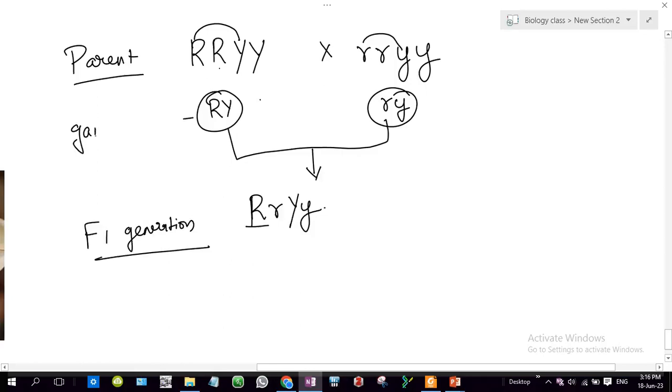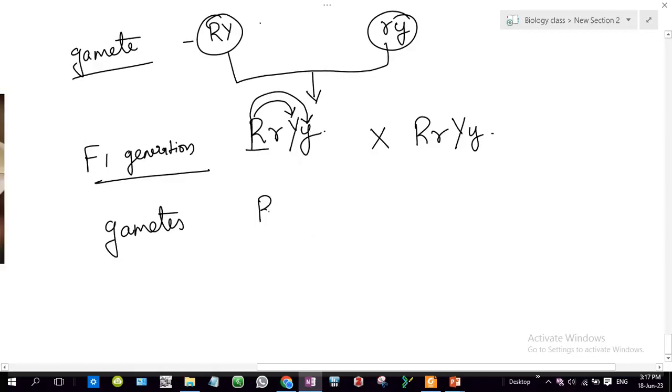And this is the gametes. Okay, right. So what is the next step I do? I'm going to do a selfing. So what are the gamete possibilities?